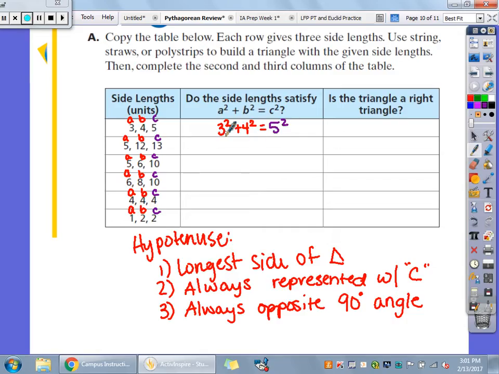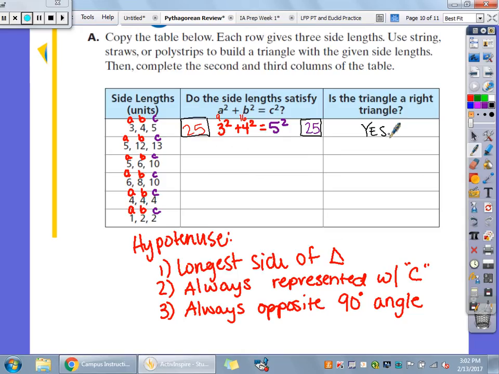Okay, so when we square 3, that's 9. When we square 4, that's 16. So 9 plus 16 gives us 25. And over here, if we square 5, we get 25. So what we're looking for is these 2 answers right here, okay? And if this matches this, then the triangle is a right triangle.